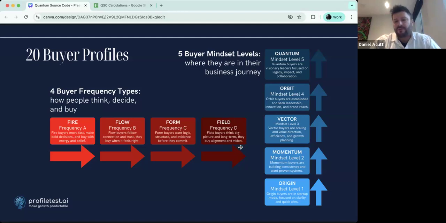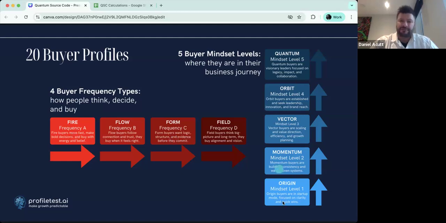Now, the 4th one is field. Frequency D is all about big thinkers, long-term. They want to buy into alignment with their long-term vision and long-term plans. They might not be the ones coming up with the vision, but they are the ones executing on it. So they want to make sure that their buying decisions are based on how something is really going to create a lot of leverage within the ecosystem. So if you're selling something that's going to solve a quick problem for them, that's probably not going to be the right thing.